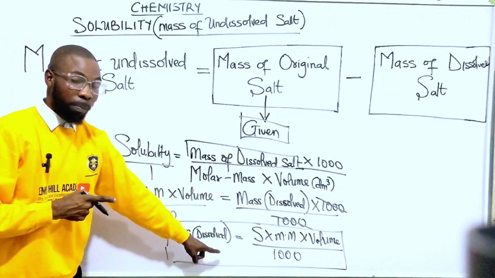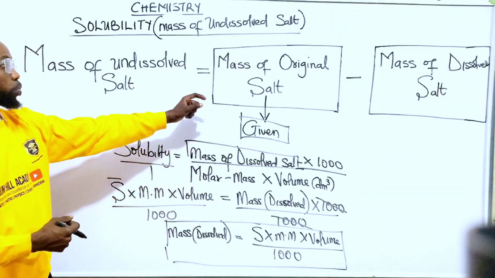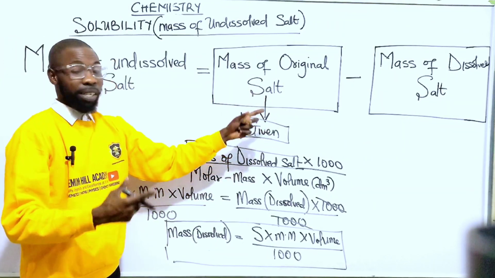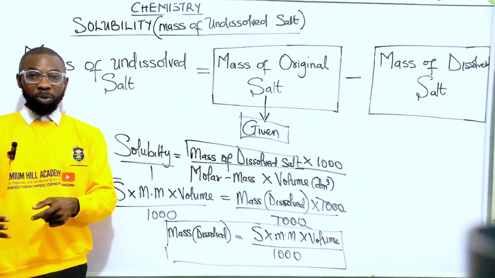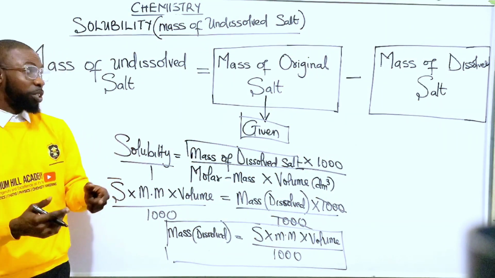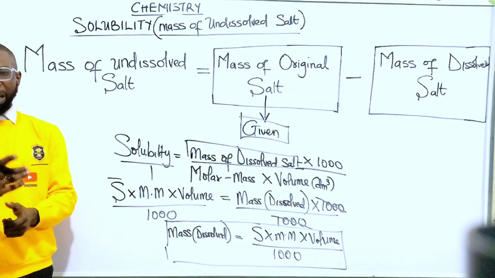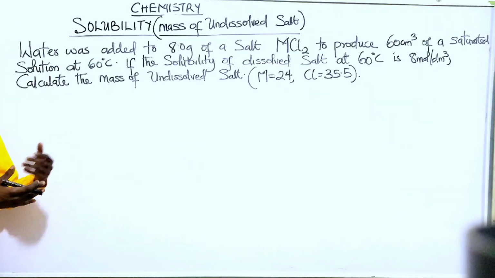So if we have the value of the mass of dissolved salt, we can simply subtract it from the original mass, which was given in the question, to get our mass of undissolved salt. So let's look at 2 or 3 questions as regards solubility in relation to mass of undissolved salt. Let's look at question number 1.